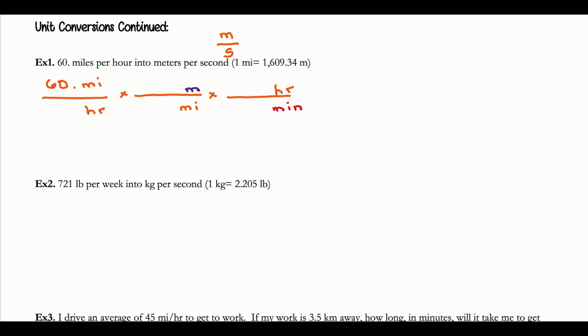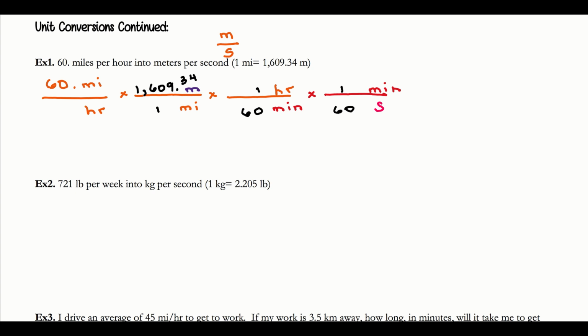If you know the relationship between hours and seconds, fantastic, go for it. Okay, but I'm going to just break it down. I'm now in minutes on bottom. I want to get out of minutes, and I need to get into seconds. Okay, so let's do that. I know that 1 mile is 1,609.34 meters. I know that 1 hour is 60 minutes, and I know that 1 minute is 60 seconds.